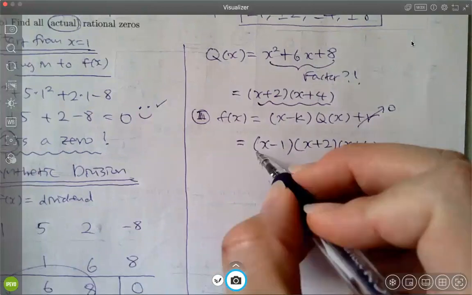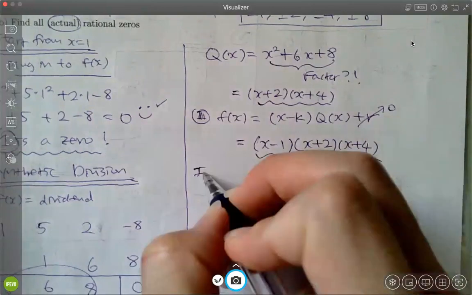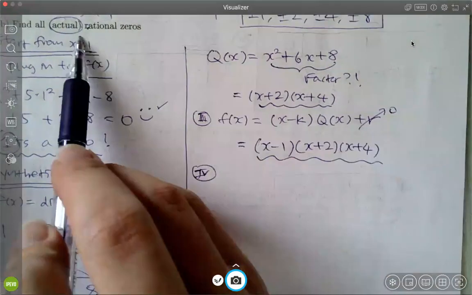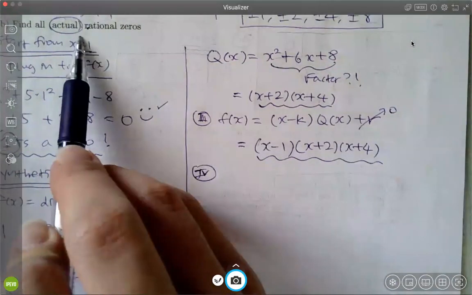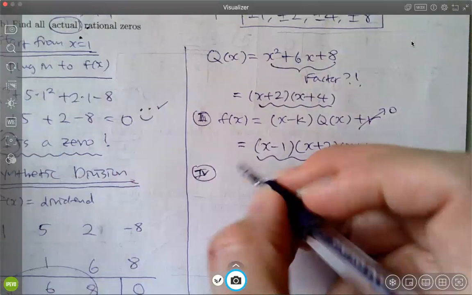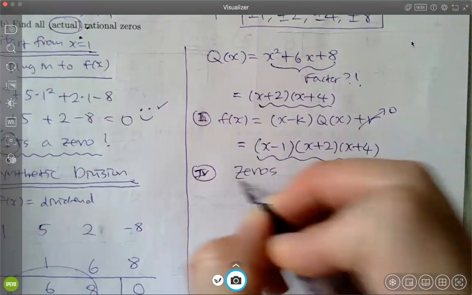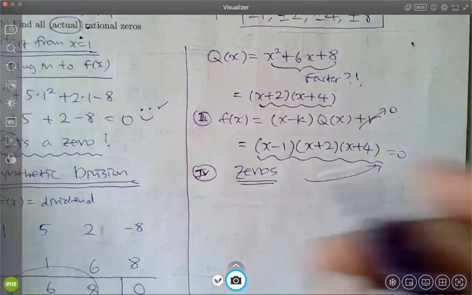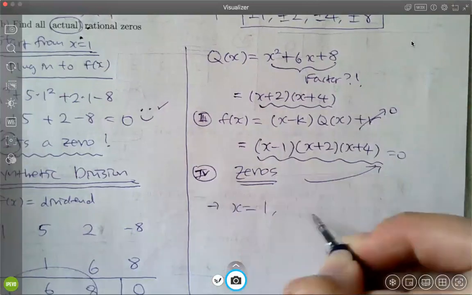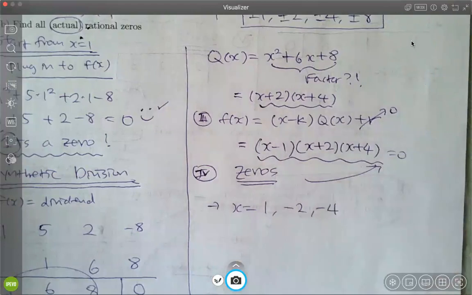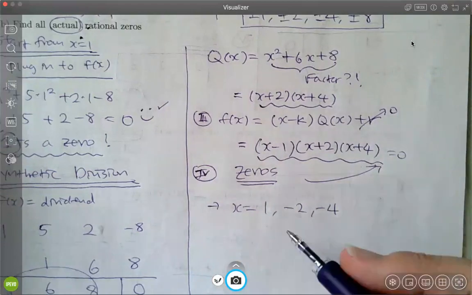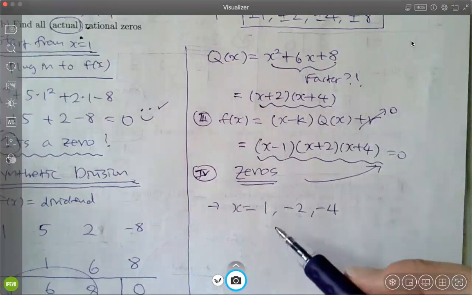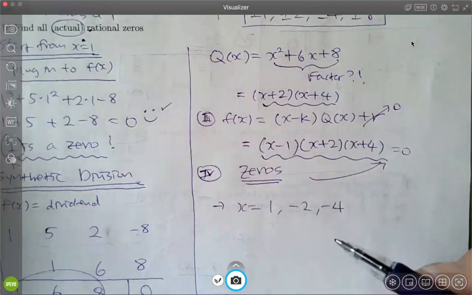Now, how do you find the actual rational zeros? To find the zeros, set this whole thing equal to 0. What do you get? x is equal to 1, -2, and -4. And here, be careful. The problem didn't say find the other zeros, just find all actual zeros. So what does that mean? It's all three.